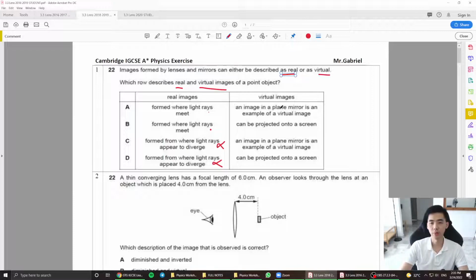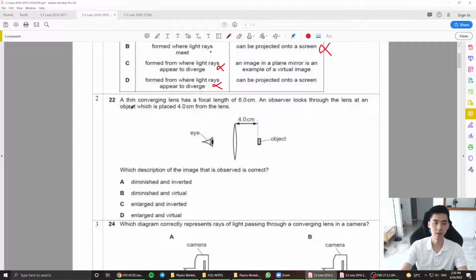An image in a plane mirror is an example of a virtual image. This is possible. Projected onto a screen, not possible. For virtual images, you cannot project it onto a screen. So A is the logical answer here.